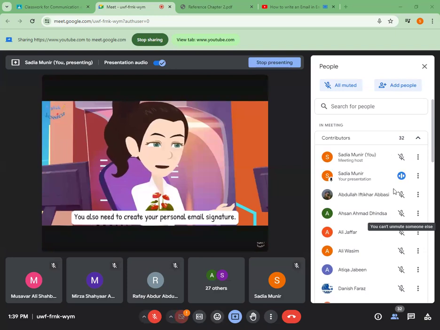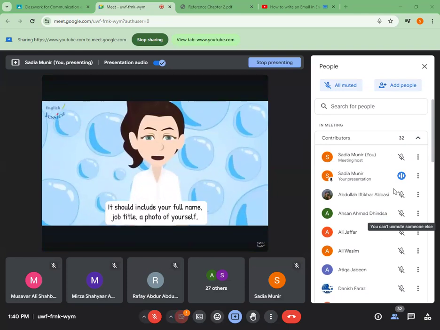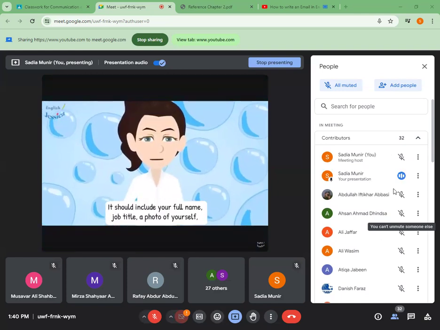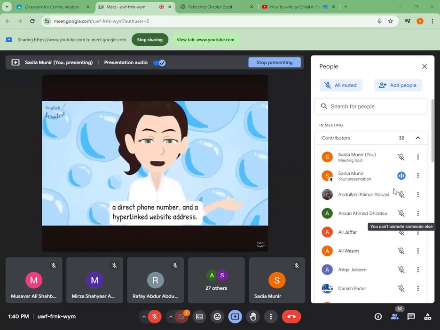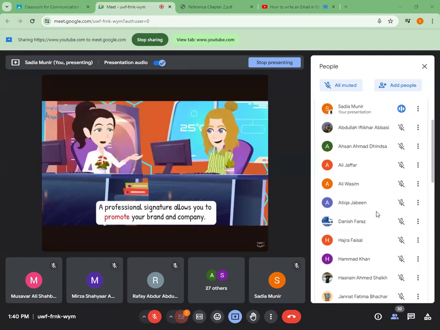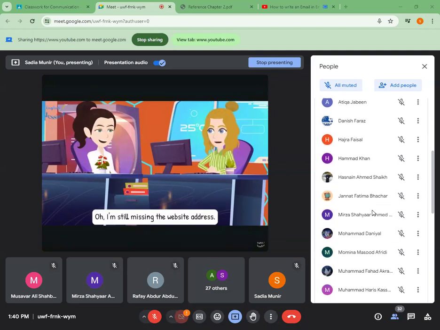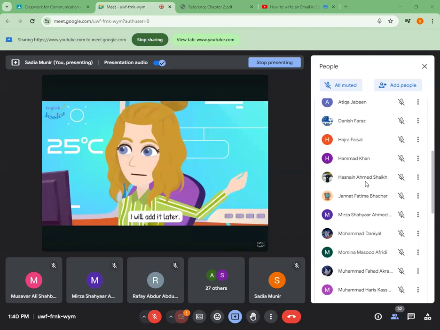You also need to create your personal email signature. Do you know how to create one? Yes, I do. Is there anything I need to pay special attention to? It should include your full name, job title, a photo of yourself, a direct phone number, and a hyperlinked website address. A professional signature allows you to promote your brand and company. Oh, I'm still missing the website address. I will add it later.